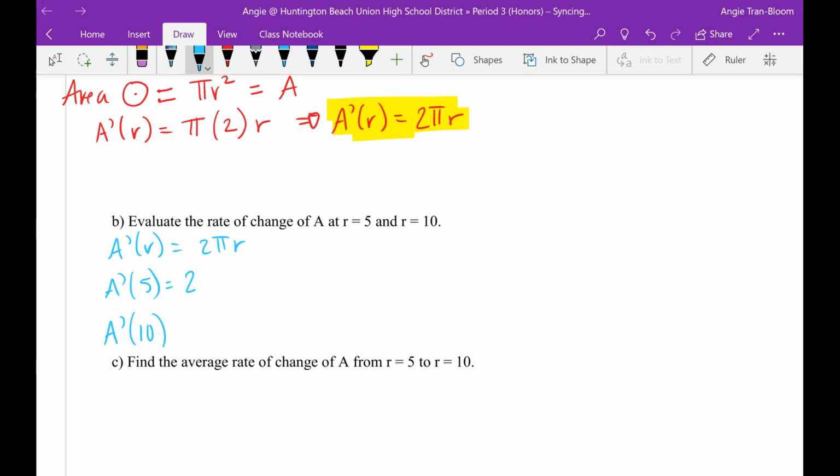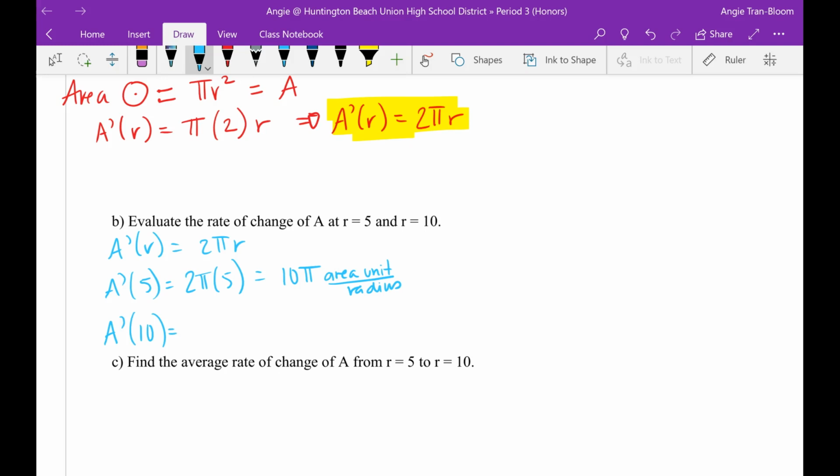Now let's plug it in. 2 pi times 5 is really 10 pi, right? Now let's write in the unit of measurement. This is the change with respect to radius. Normally if this is talking about feet per second, then you write feet per second. Well, this is a change in area with respect to radius. So 10 pi area units for each radius unit. So every one radius unit, the area is going to increase by 10 pi.